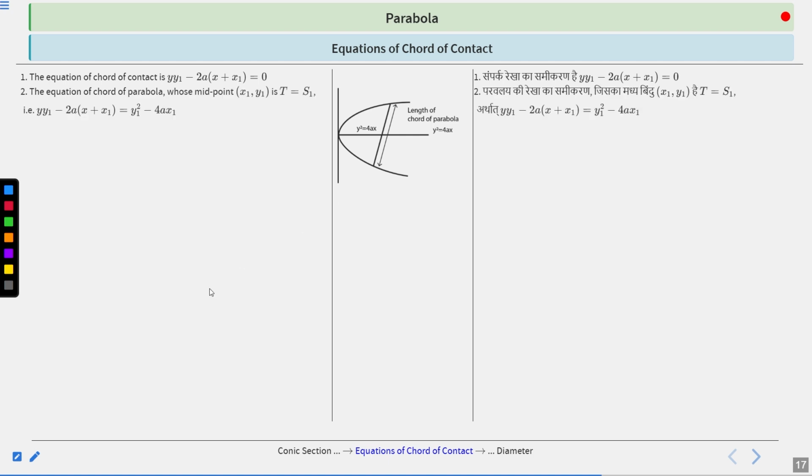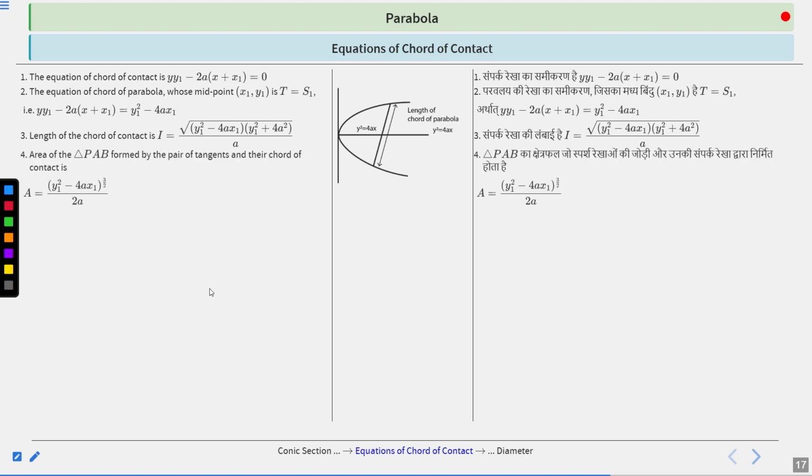Next, the equation of the chord of the parabola whose midpoint is (x1, y1) is T is equal to S1. That is, y y1 minus 2a (x plus x1) is equal to y1 square minus 4a x1. Got it? Now the length of the chord of contact is L is equal to root over (y1 square minus 4a x1) into (y1 square plus 4a square) upon a.